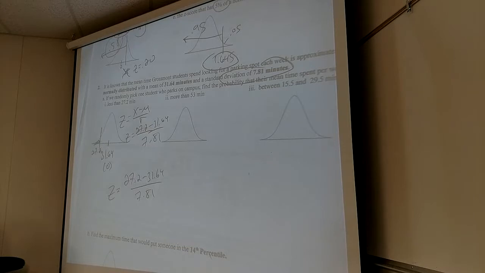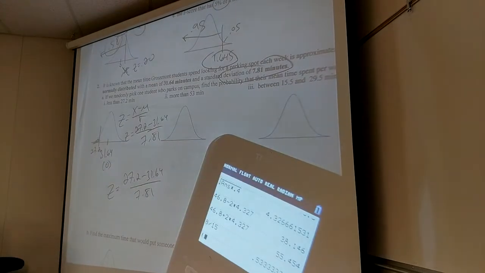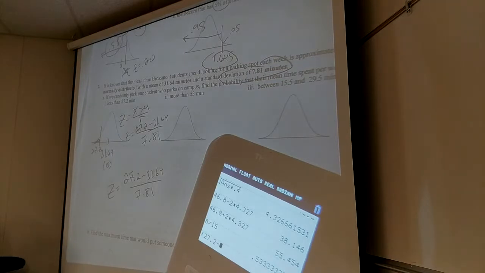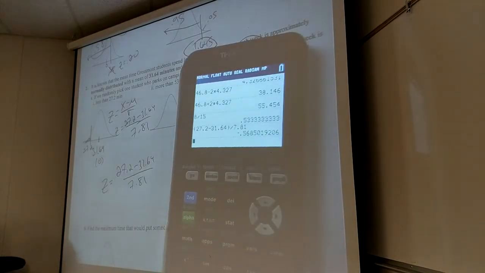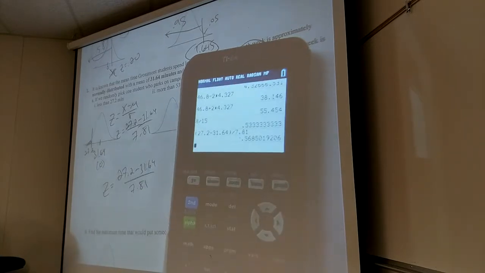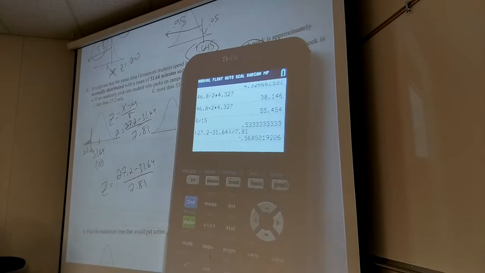So now, what are you guys getting for the z-score? Let me catch up to you. Negative 0.57. Why do I round it to two places? Why do I always round a z-score to two places in this class? Because the chart only goes out to the second place. Isn't that amazing? I like it.